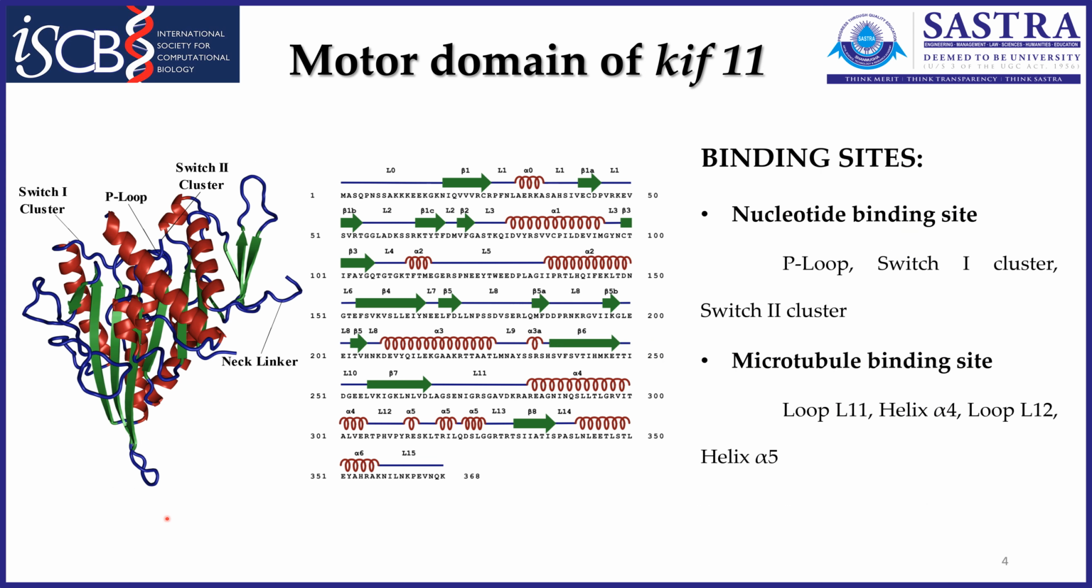The motor domain of GIF11 has two binding sites. The nucleotide binding site made up of switch 1 cluster, switch 2 cluster and P loop, and the microtubule binding site made up of loops L11, L12, helices 4 and 5. These sites do not show any stringent specificity for inhibitor binding, but they inhibit or slow down the ADP release.